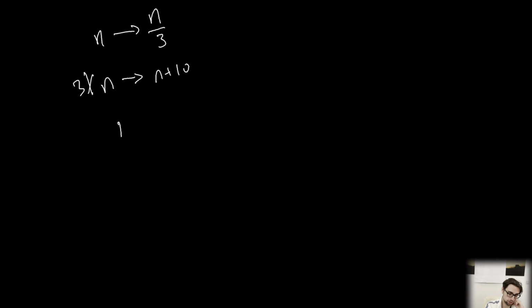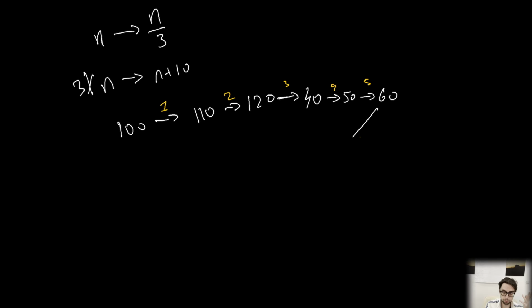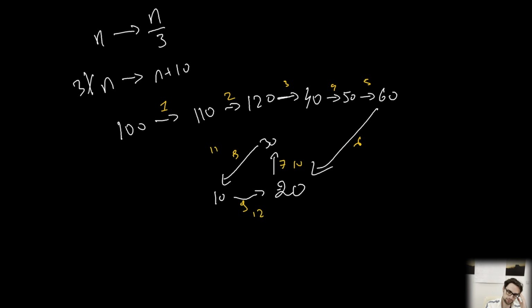So let's see what's happening with the operations to make sure we understand them. So 100 goes to 100 plus 10, 110, which goes to 120. 120 you divide by 3, and you get 40. 40 goes to 50. And let's also count these operations. Operation 1, 2, 3, 4, 5. We're not going to count up to 100, but just to see what's happening. 60, then you divide by 3. Boom. And you go down to 20.